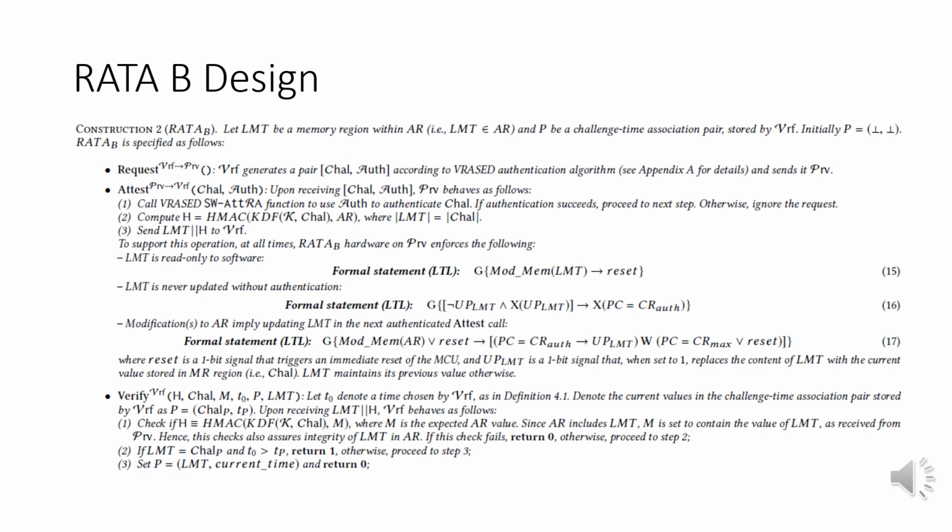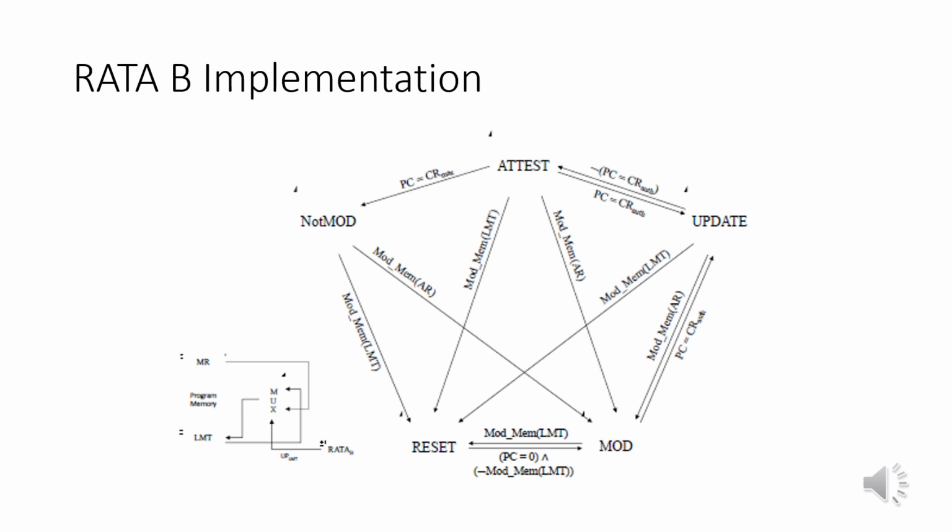MR, which is the memory location that the attest function reads the value of challenge from. The figure shown on this slide shows a RATA B implementation as a finite state machine formally verified to adhere to the properties mentioned on the previous page.